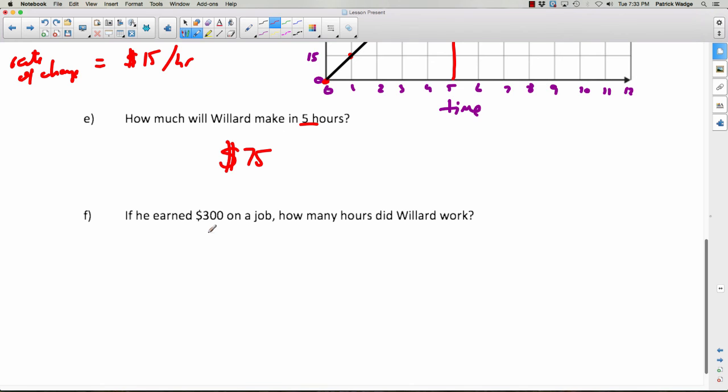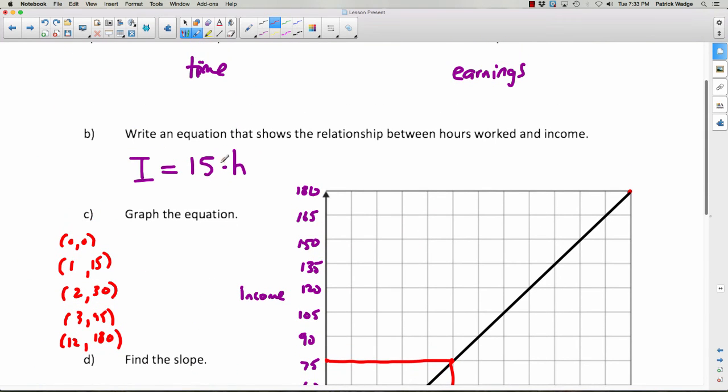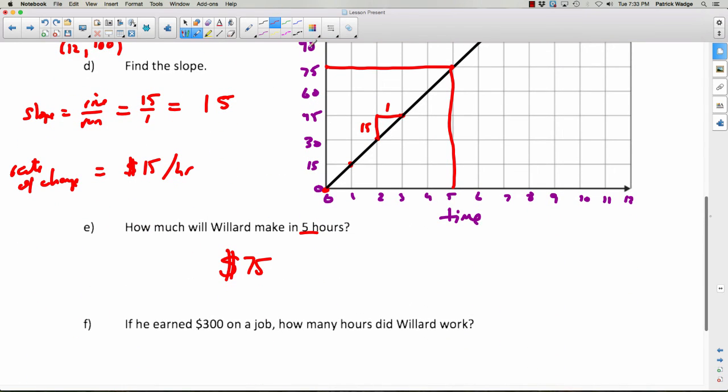But there's another way we could do it. We could also use the formula. Remember our formula we came up with, the equation? I equals 15 times H. Let me write that down here. I equals 15H, or 15 times H. Well, this 5 hours, is that I for income, or is that H for hours? Well, come on, it says hours right there. It must go there. So I could actually just plug in right there. 15 times 5, and 15 times 5, no surprise, it's 75. 75 bucks, just like we said there.